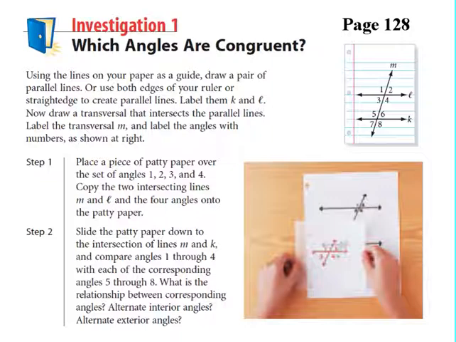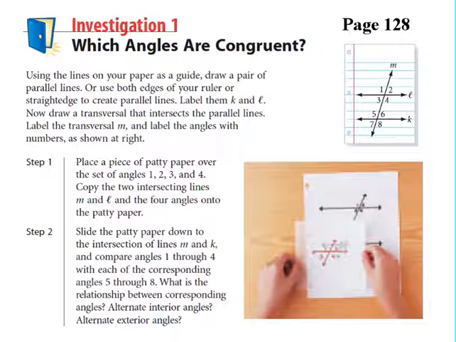Okay, so everybody should have that done on your patty paper. So let's look at what it says again. It says slide the patty paper down to the intersection of M and K. So you're going to slide the 1, 2, 3, 4 down so that it mirrors 5, 6, 7, and 8. Okay? Now let's see what it says. It says compare angles 1 through 4 with each of the angles 5 through 8.